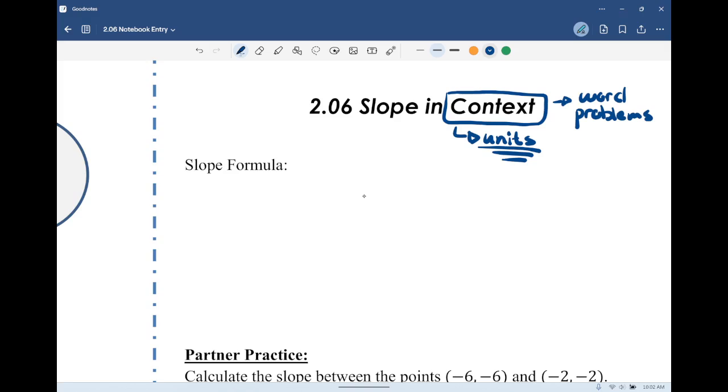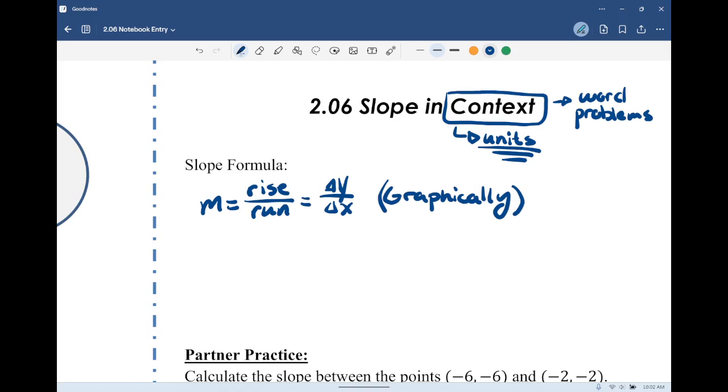Okay, well, if we're going to talk about slope in context, let's quickly restamp the two different ways that we have for slope. The first one, we have rise over run, which is also the same thing as change in y over change in x. Now, we've talked about this before, this is how we calculate slope graphically. And so if you're given a graph, this is what I expect you to do. Draw in your triangles, find your change in y, put it over your change in x, there's your slope.